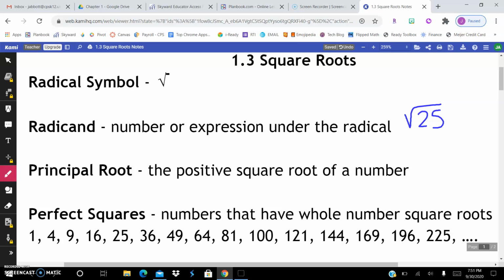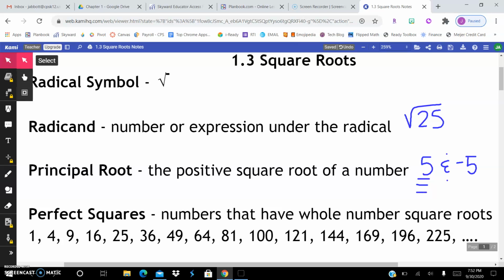The principal root is the positive square root of a number. So when you take the square root of a number, you actually get two answers. You get a positive answer and you get a negative answer. So the square root of 25 is 5, and it's also negative 5 because 5 times 5 is 25, and so is negative 5 times negative 5. So the principal root is just the positive answer.